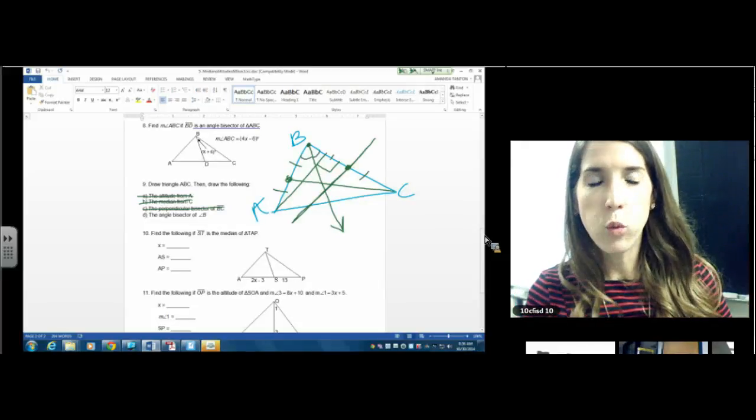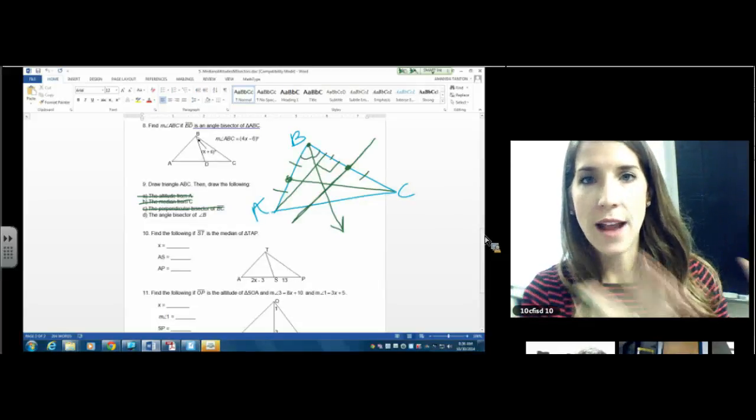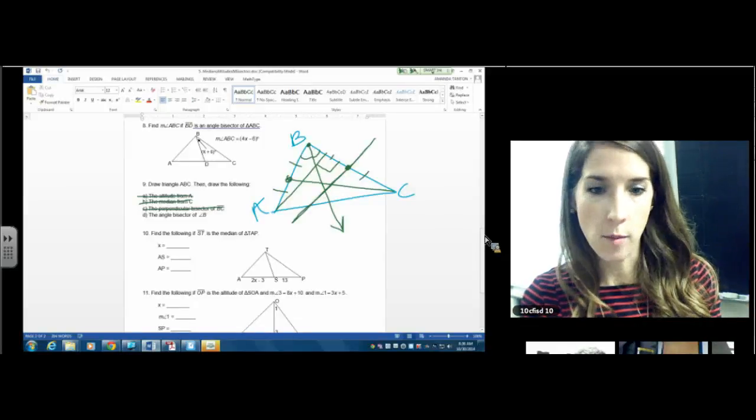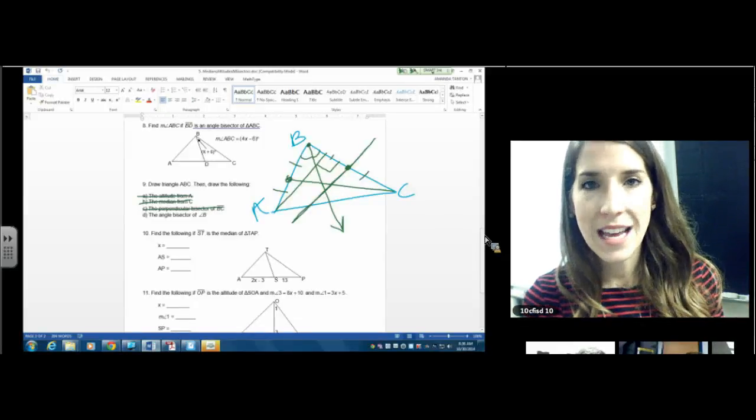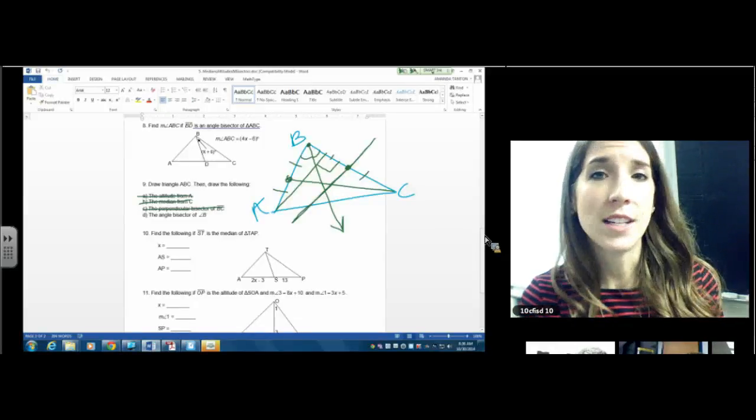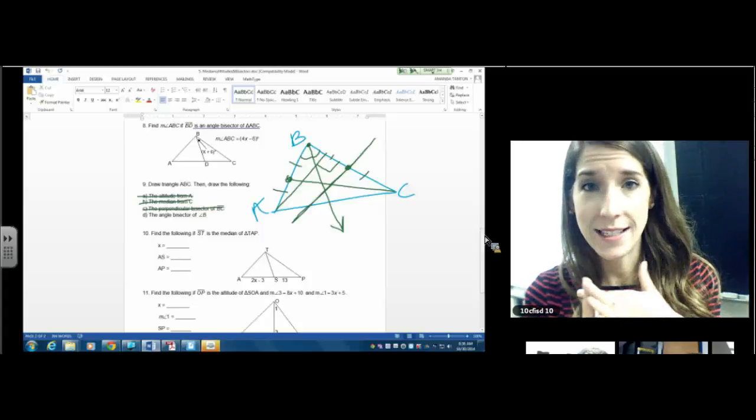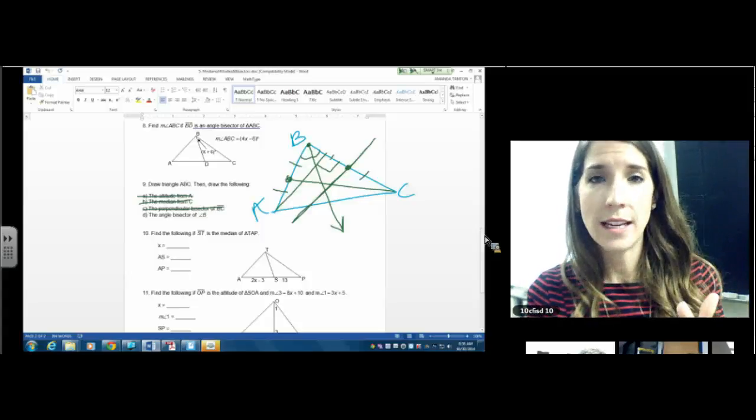So for each word, there's certain symbols that you add. For an altitude, you add 90-degree angle marking. For median, you add tick marks. For perpendicular bisector, you add 90 degrees and tick marks. And then for angle bisector, you add arc.